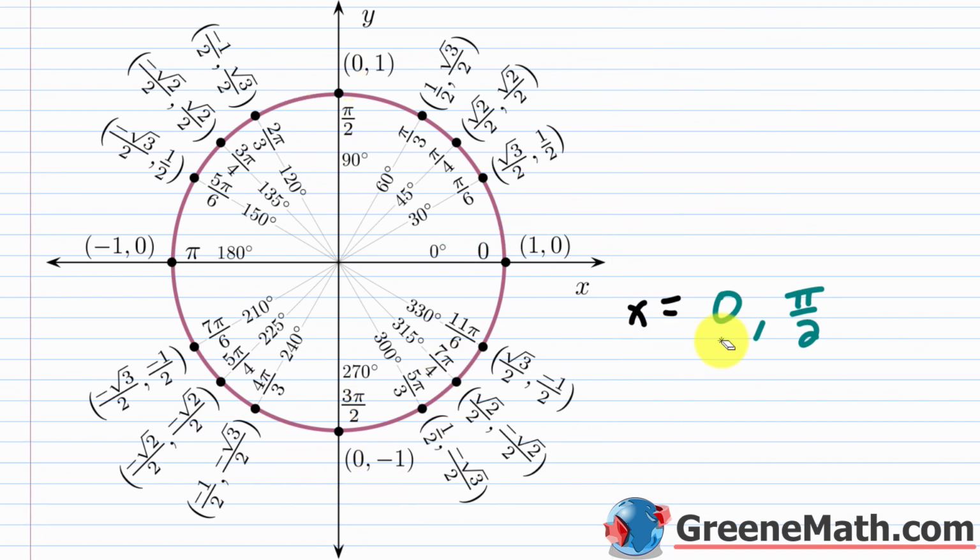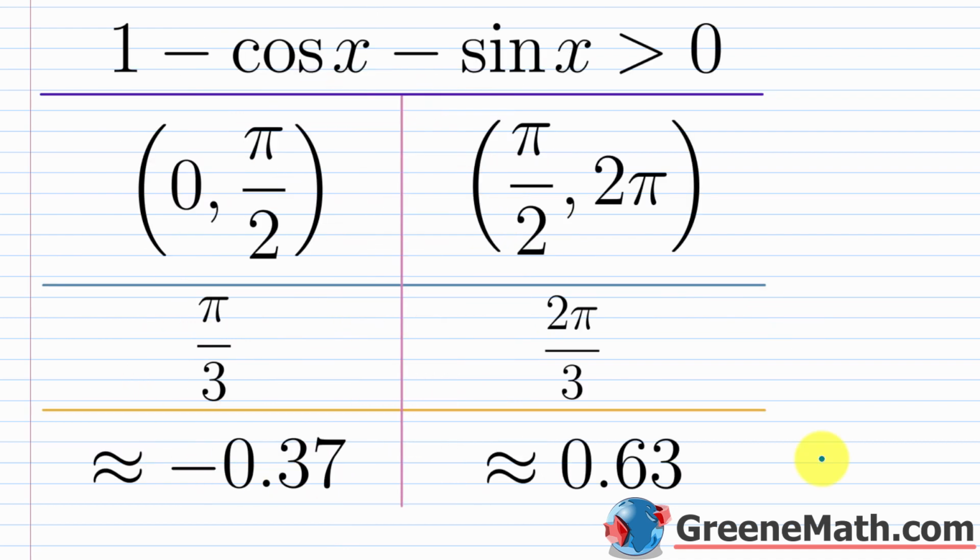So these are the critical values. You're going to look at 0 and pi over 2. So you're just going to have an interval between 0 and pi over 2 and an interval between pi over 2 and 2 pi. Again, I've already set everything up for us. We have 1 minus the cosine of x minus the sine of x. Where's that greater than 0? You're just going to pick something in each interval, plug it into your calculator, and see if it's positive or negative. If it's positive, it's going to satisfy the inequality.